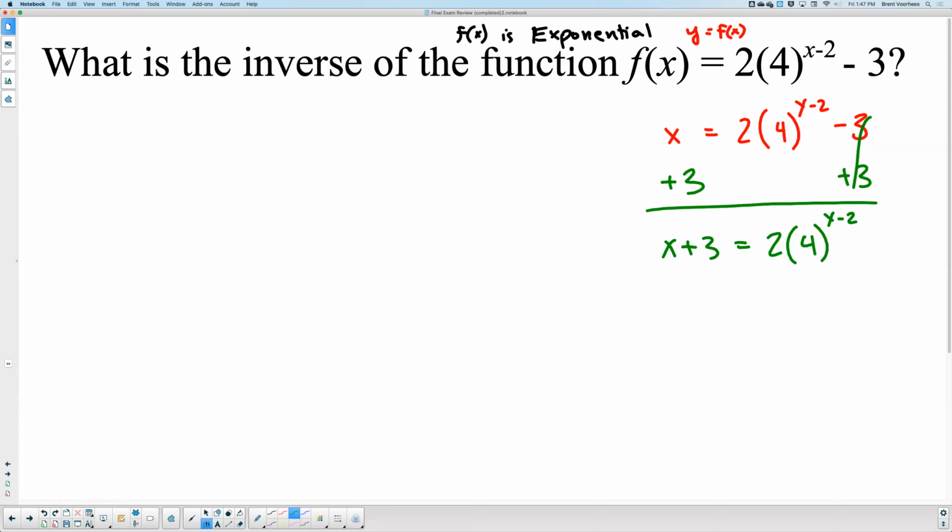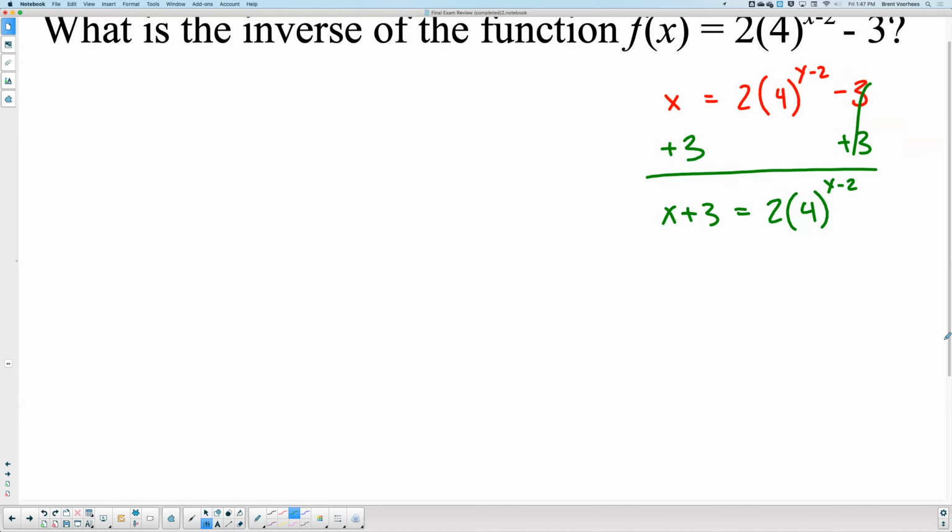Kevin in the back, what you thinking? As you examine this, what would be the next step here? What do y'all think? Is he wrong or is he right? He's correct. And we have to get rid of that multiplication of 2, so we divide by 2. Very good. So now we have x plus 3 divided by 2 is equal to 4 raised to the power of y minus 2. Great job.